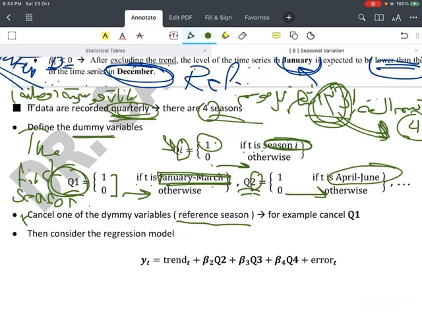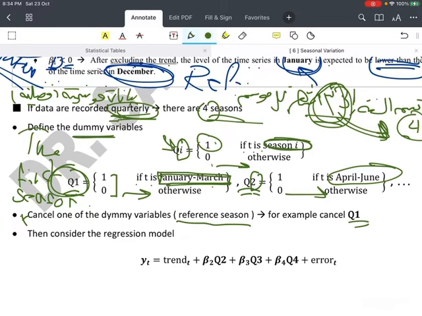You will choose a dummy variable and you will cancel it. For example, they cancelled Q1 here, but you can cancel any season you want.